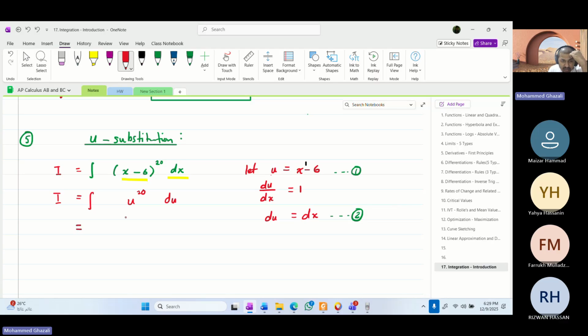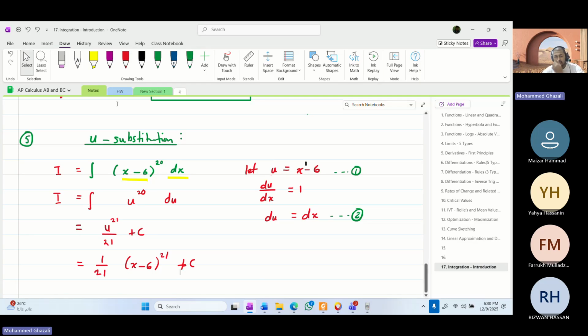It's already simplified. Now what do we come back to? A power rule. So this will become u to the power 21 over 21 plus c. But what was u? u was x minus 6. So we got 1 over 21 times x minus 6 to the power 21 plus c. That's my final answer. Understood that? That's basically u substitution.